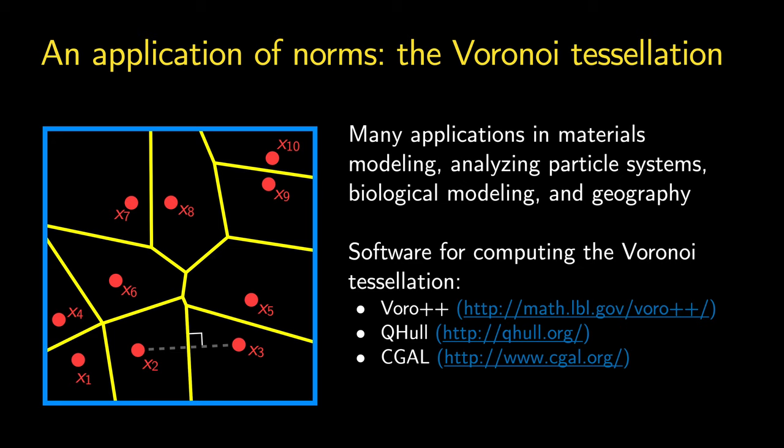There's a number of software packages that you can use for computing the Voronoi tessellation. I've actually written one that's called Voro++ that's available from math.lbl.gov/voro++. And there's two others called Qhull and CGAL, which stands for Computational Geometry Algorithms Library.